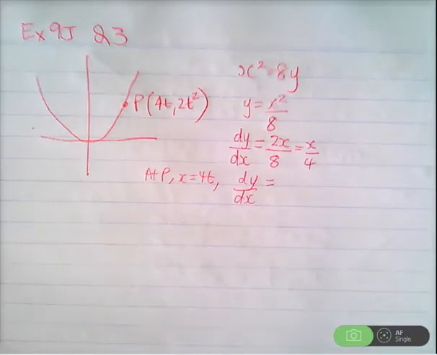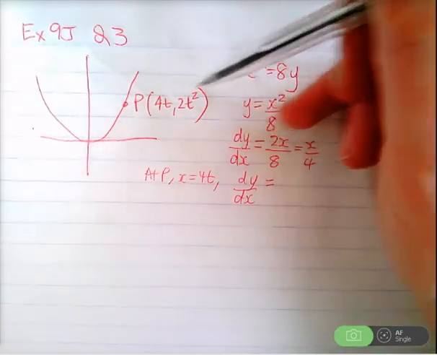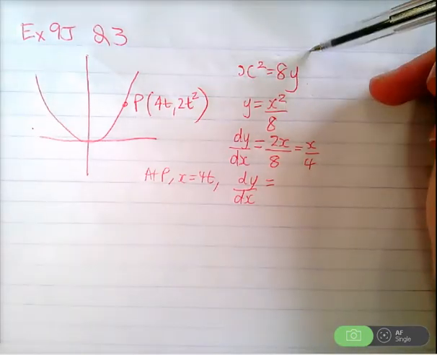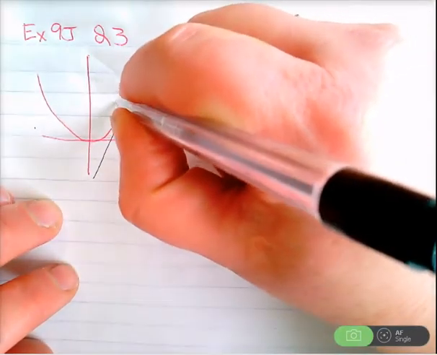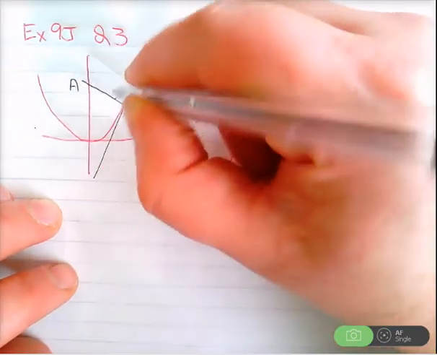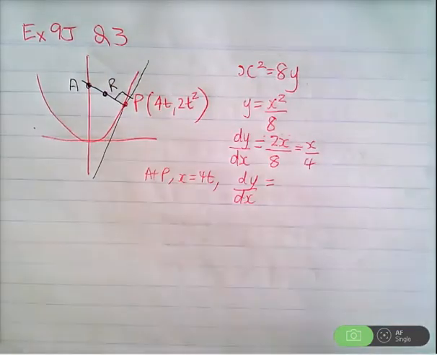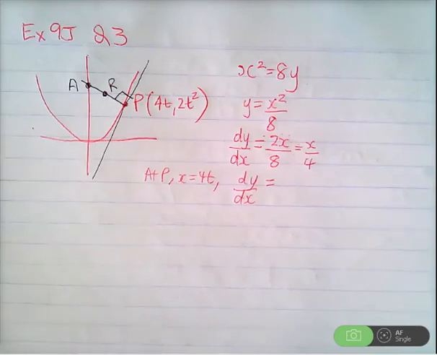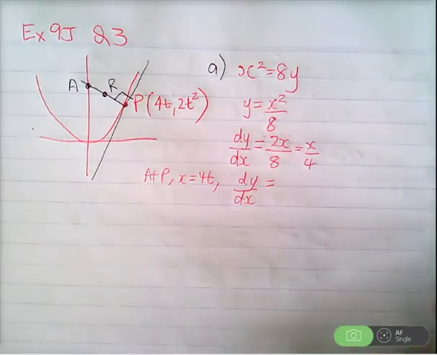So girls, this is exercise 9J question 3. You've got the questions in front of you. The question is if P is a variable point on the parabola, 4t, 2t squared, on the parabola x squared is 8y. They said that the normal at P cuts the y-axis at A, and R is the midpoint of AP. So first sketch, girls, I'm doing part A. Part A says show that the normal has equation x plus ty equals 4t plus 2t cubed.